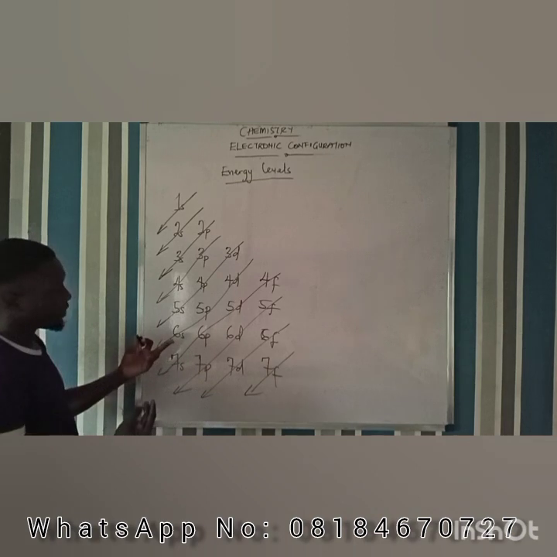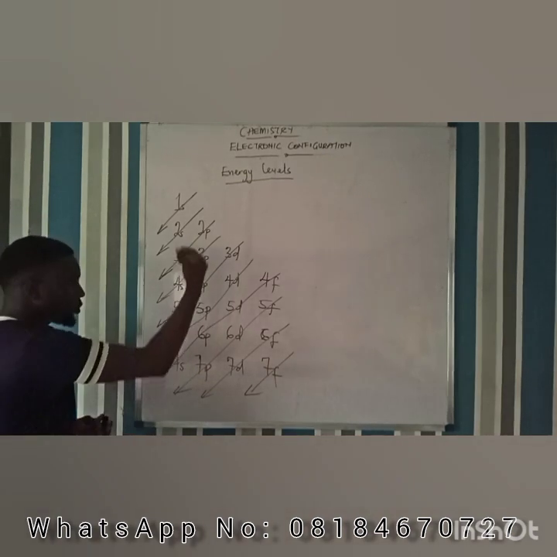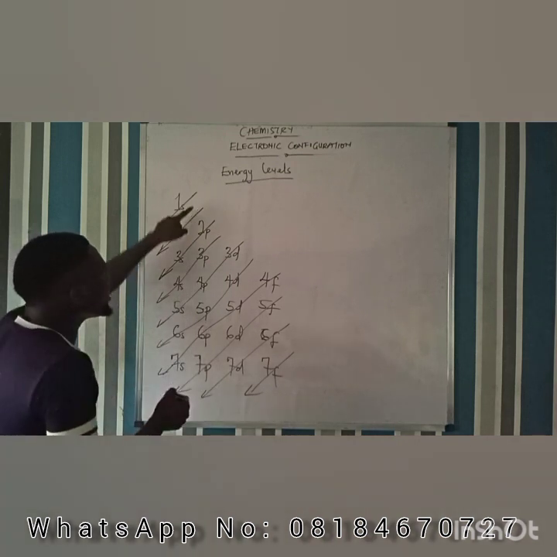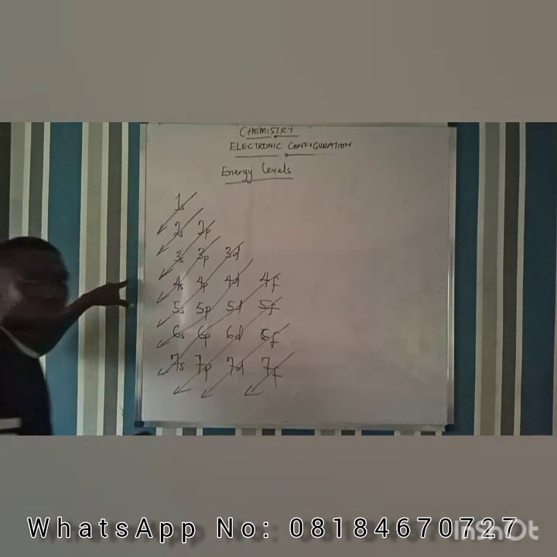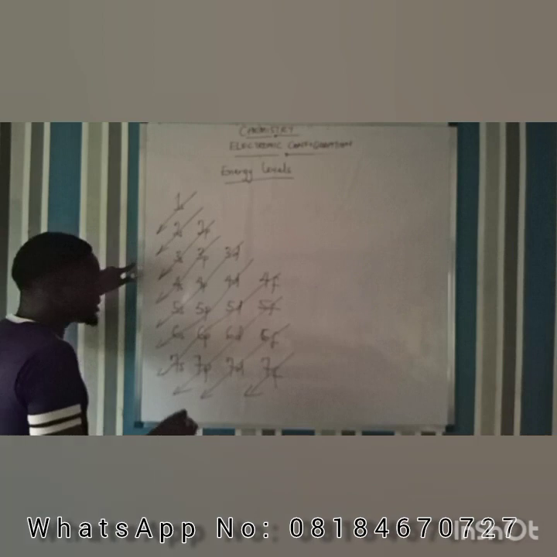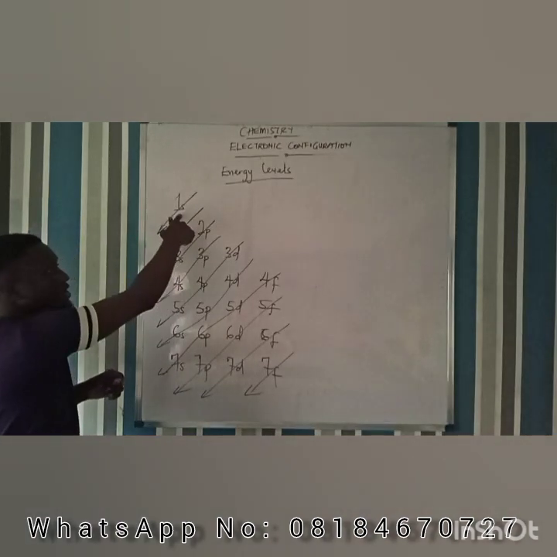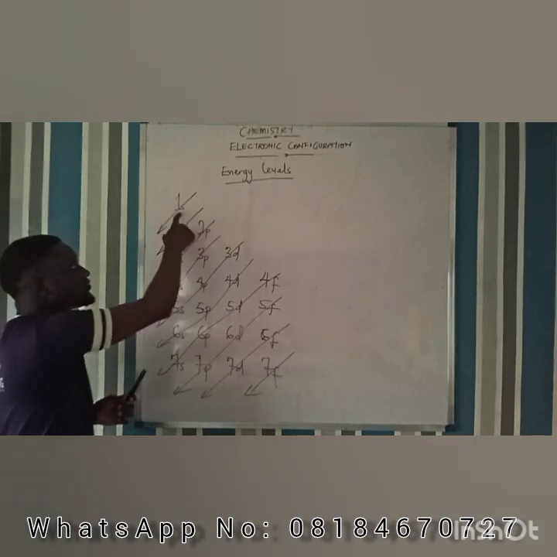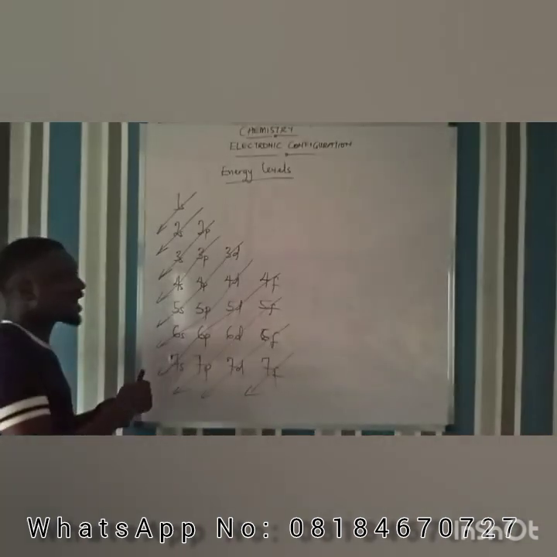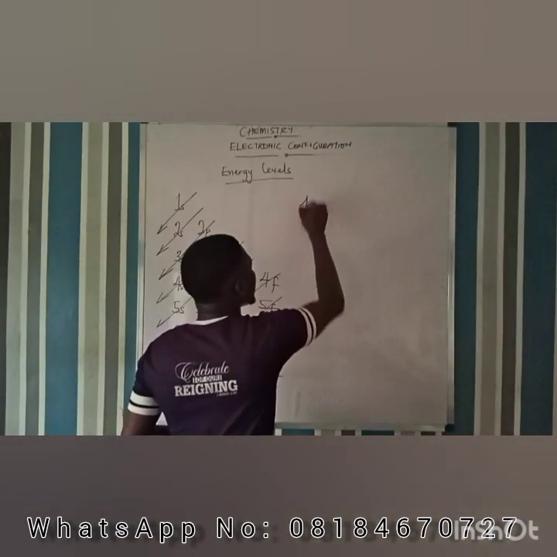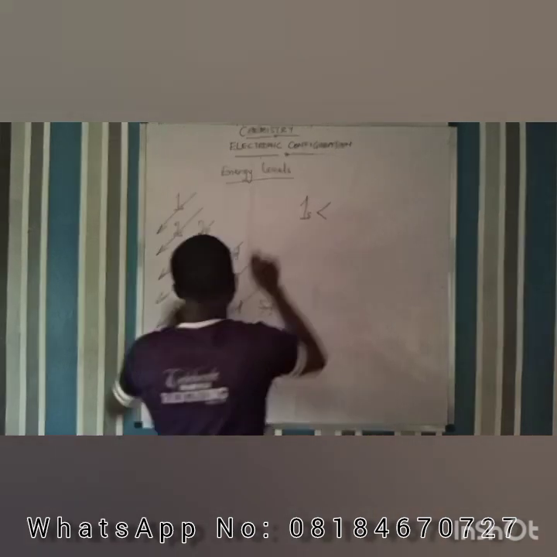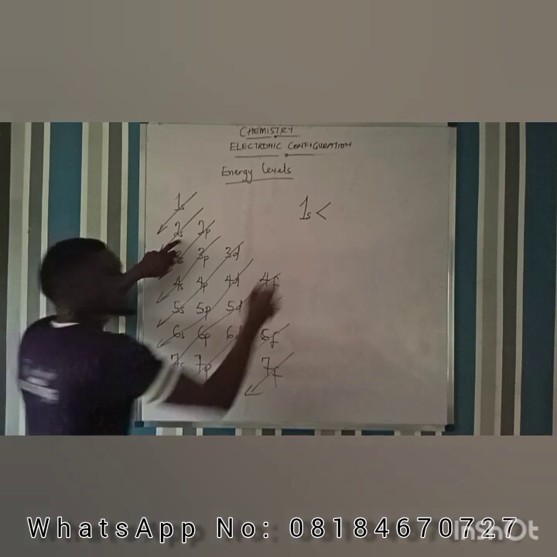So if you look at it very well, you will see the way we have it. What we have here is that it is moving in this order of arrows, that is descending order like this. We are going to start from the first area, and the first one here we have 1s. That's the first energy level that we have. We have 1s, which is the least of all, followed by 2s.